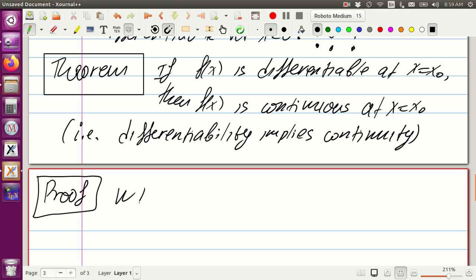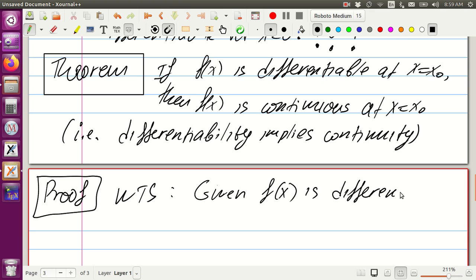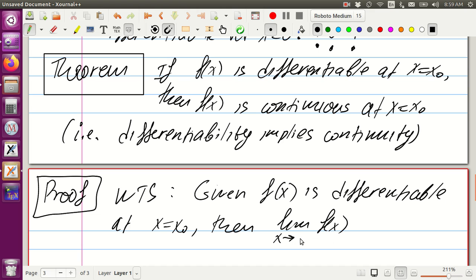What do we want to show? Given that f of x is differentiable at x equal to x sub 0, we want to show that the limit of f of x as x goes to x sub 0 is equal to f of x sub 0. And this is from the definition of continuity.